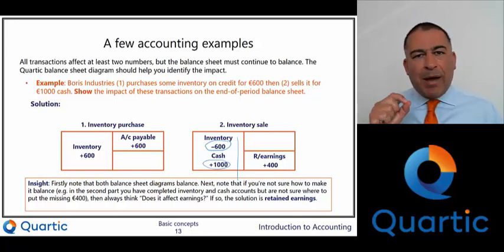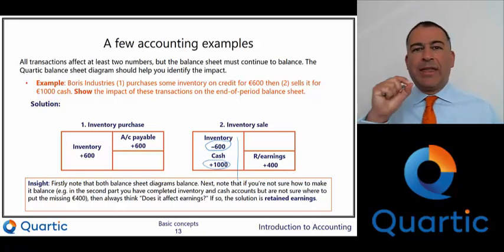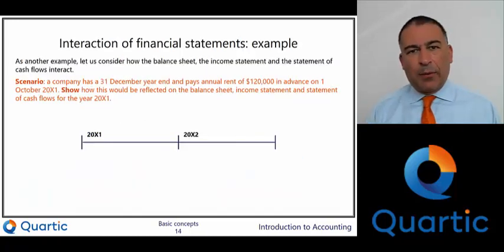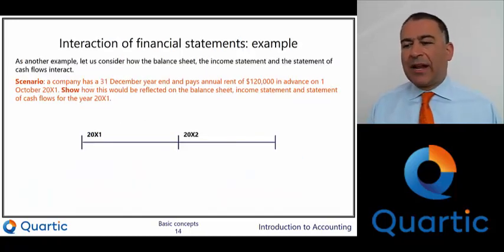That on its own means the balance sheet is now 400 bigger. The equity section is 400 bigger because we've now got that 400 additional value. And that's how this works. Let's do another example, and we can see how the balance sheet, income statement, and cash flow statement interact.